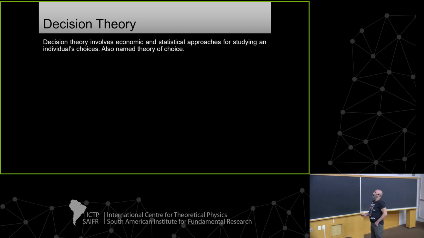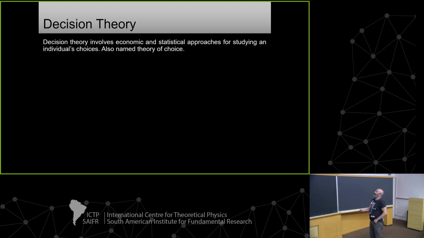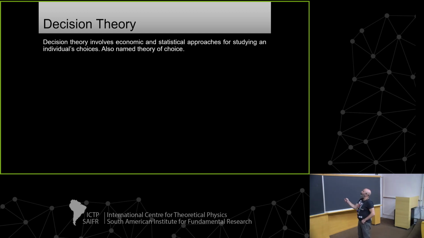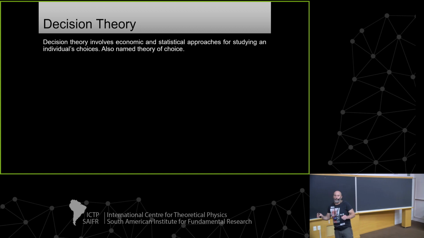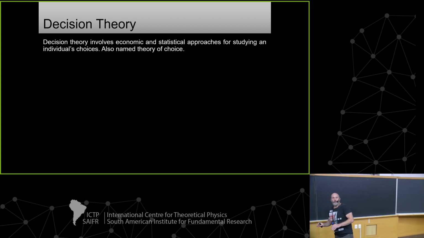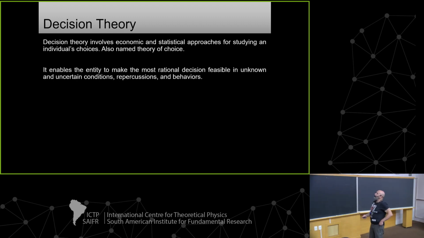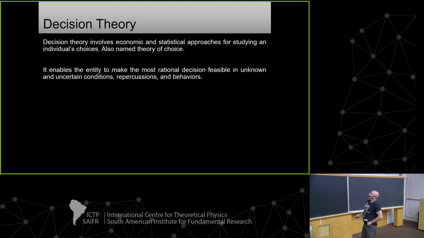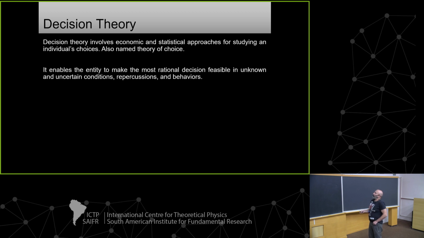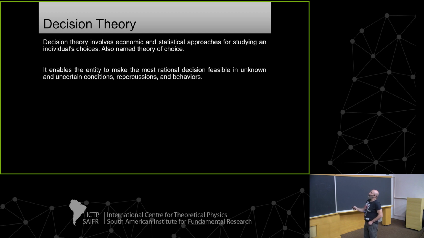So let's go to decision theory. Decision theory involves economic and statistical approaches for studying one individual's choice, and is also named theory of choice. And this is important: this is an individual choice, but an individual that is isolated. There are no other individuals. It's one individual faced with himself or herself and in the need of making a decision. So it enables an individual to make the most rational decision possible in an unknown and uncertain condition.